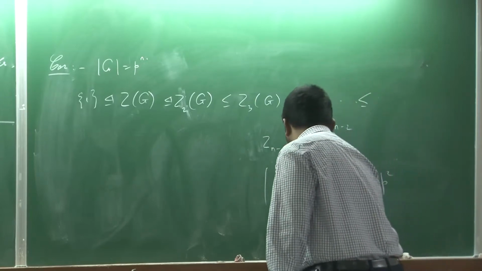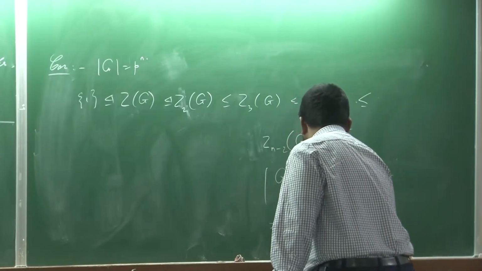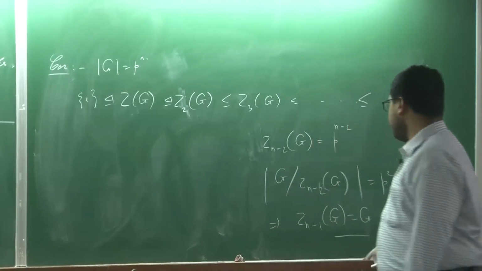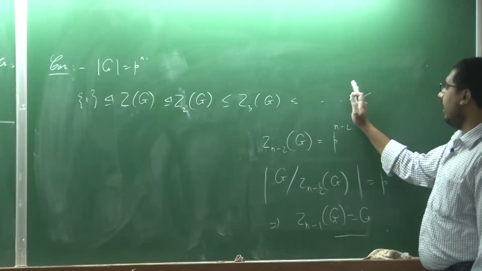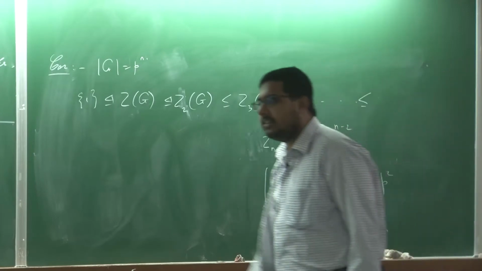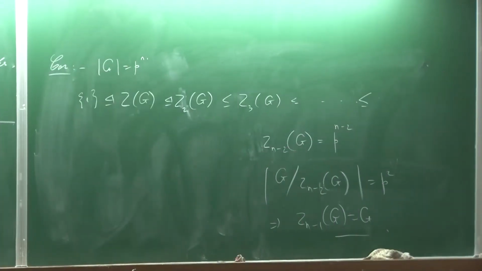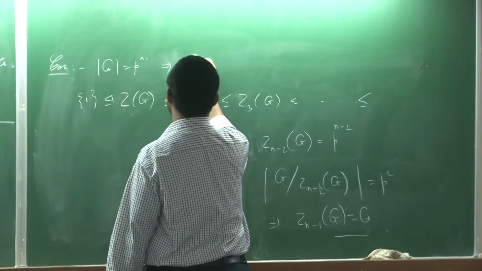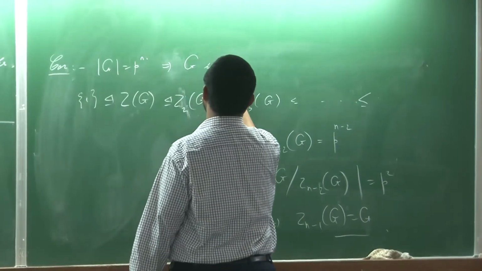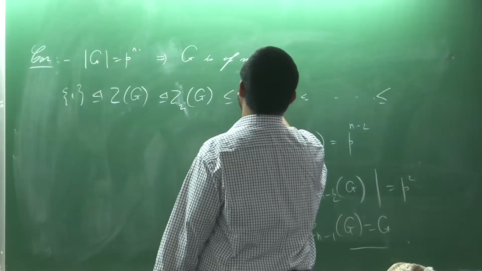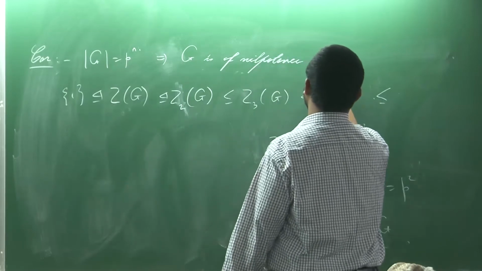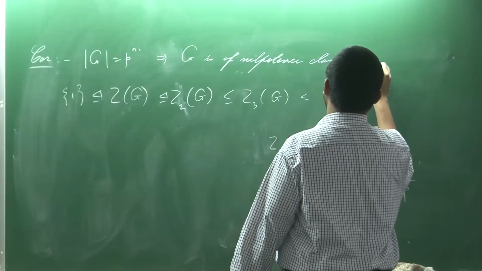So this implies Z_{n-1}(G) is the whole of G. That means that at the (n-1)th stage it will achieve G. So thus it is clear that G is of nilpotence class at most n minus 1.